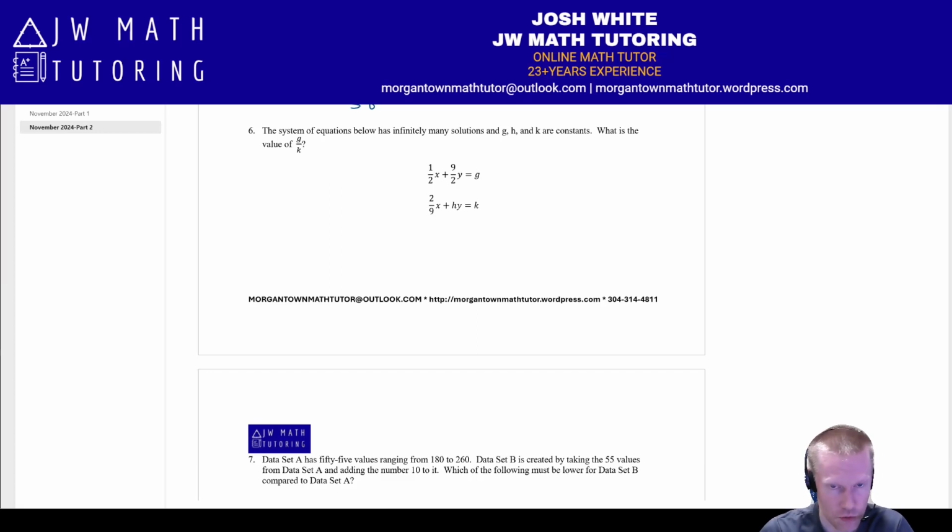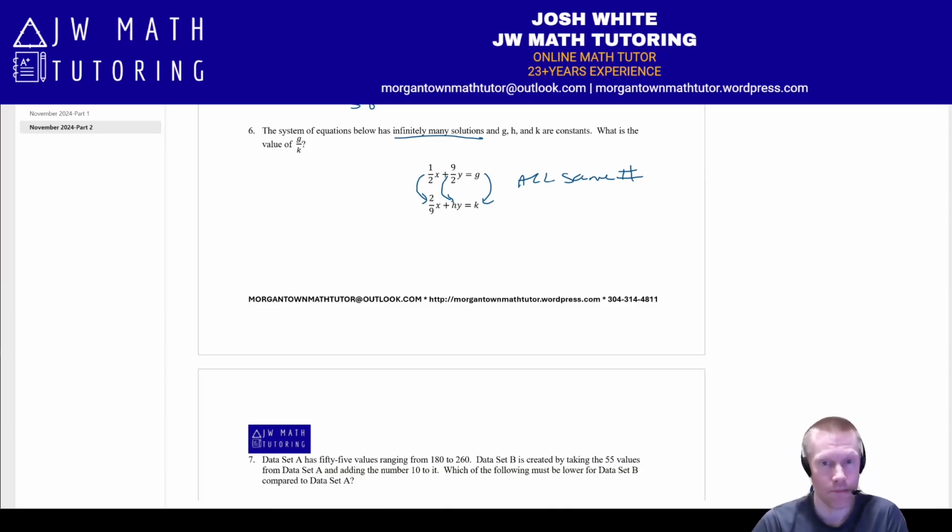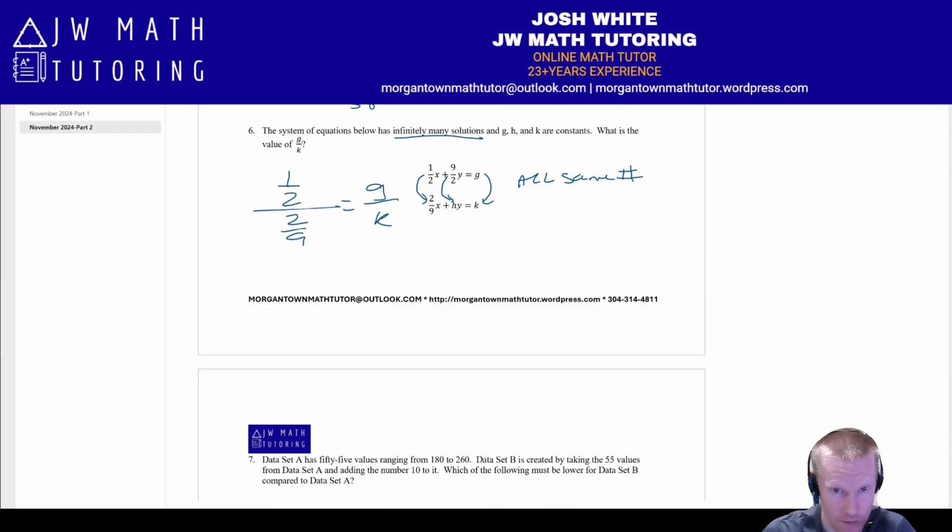The fact that allows you to determine this is when you have a system of equations and they're both in essentially standard form. For infinite solutions, the multiplier between the x terms and the y terms and the number terms are all the same value. So what that means is if you take 1/2 divided by 2/9, that will be equal to the value of g divided by k.